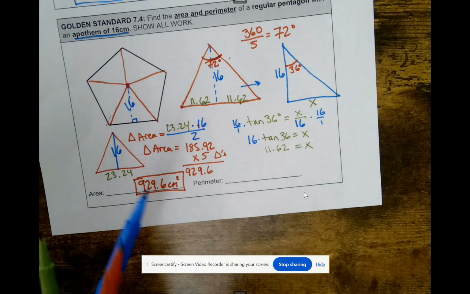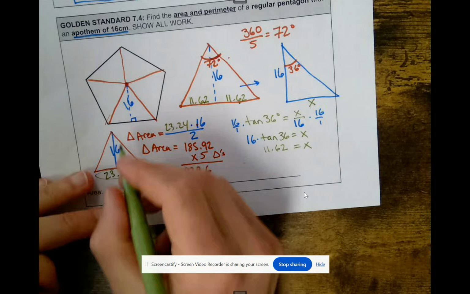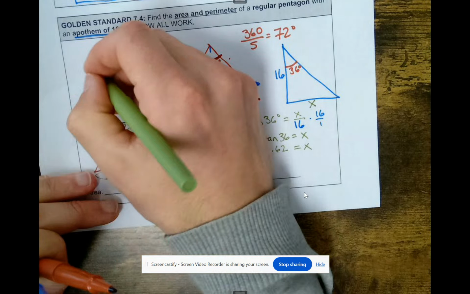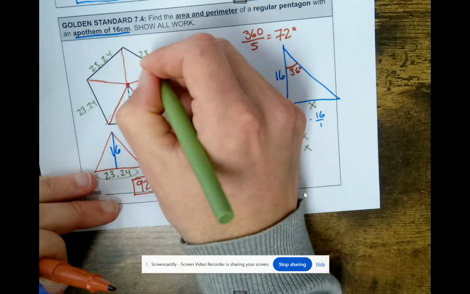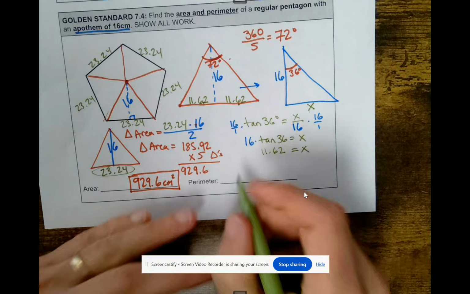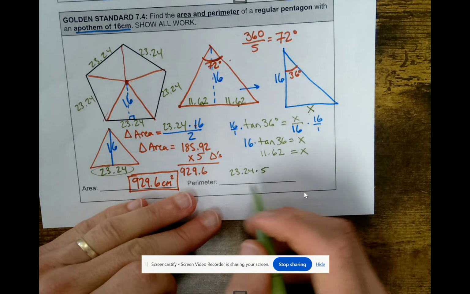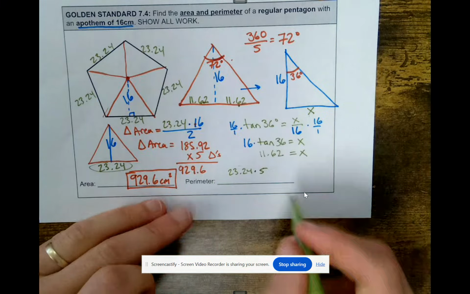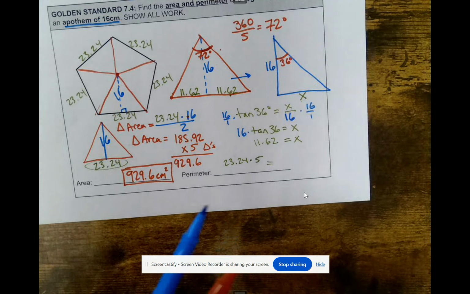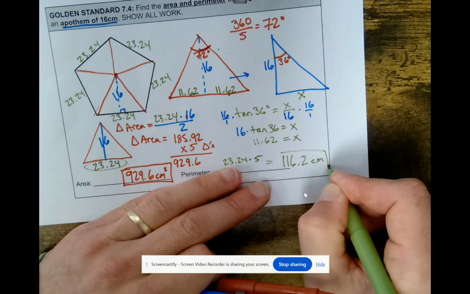For the perimeter, we know this. The side length, that base, is 23.24. That means 23.24, 23.24, 23.24. All these triangles are all the same. So how do we find the perimeter? We're going to take that 23.24 and multiply it by 5, because there are 5 sides that are that long. So 23.24 times 5, what does that work out to be? The perimeter is 116.2 centimeters.